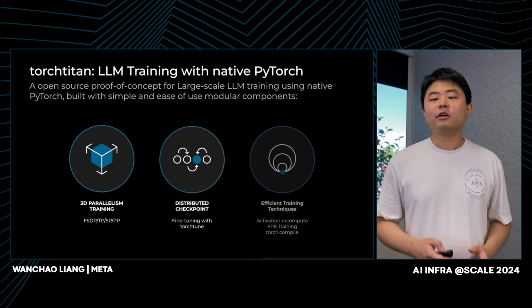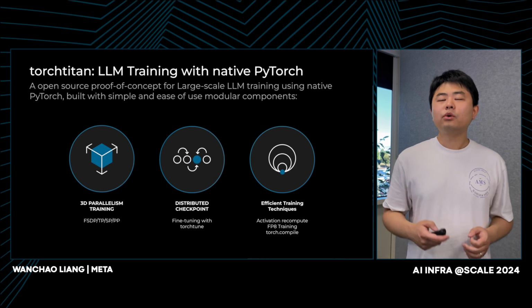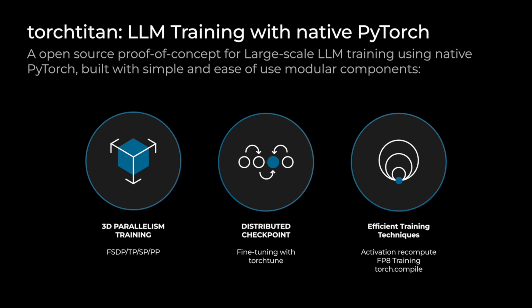So you may wonder that there are so many training algorithms and techniques needed for efficient pre-training. How could developers actually use them all together? To demonstrate end-to-end training with those techniques, we're introducing TorchTitan. TorchTitan is an open source proof of concept for large-scale training with native PyTorch. TorchTitan is built with PyTorch design principles, focusing on simplicity and ease of use. It implemented three-dimensional parallelism training for transformer models, including fully sharded data parallel, tensor or sequence parallel, and pipeline parallel.